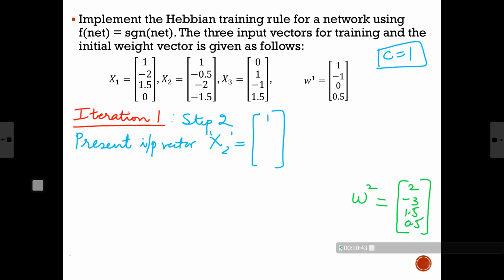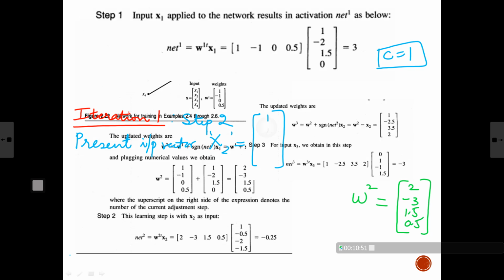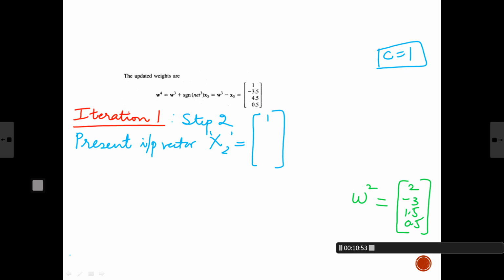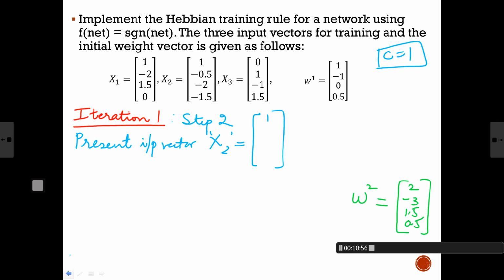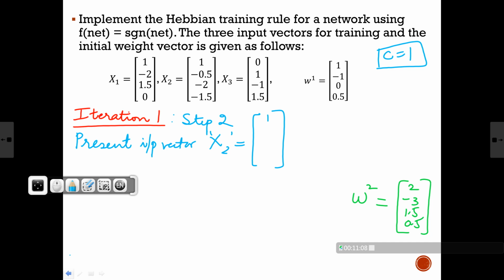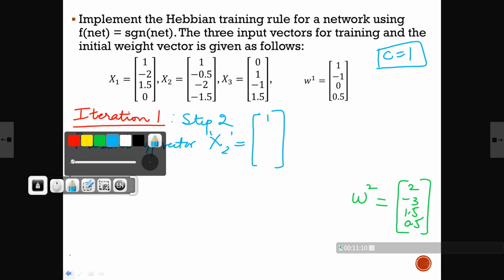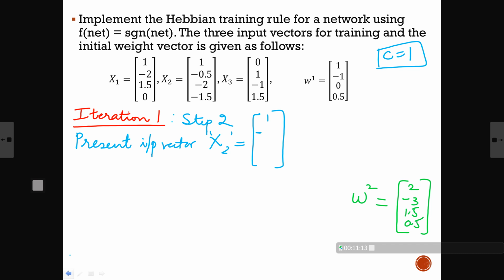We proceed with iteration 1, step 2. In this step, we present input vector x2. And what is the input vector x2? It is 1, minus 0.5, minus 2, minus 1.5.